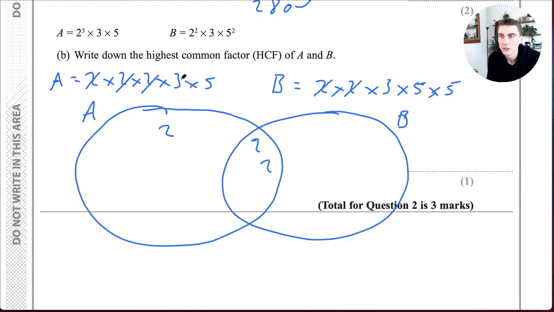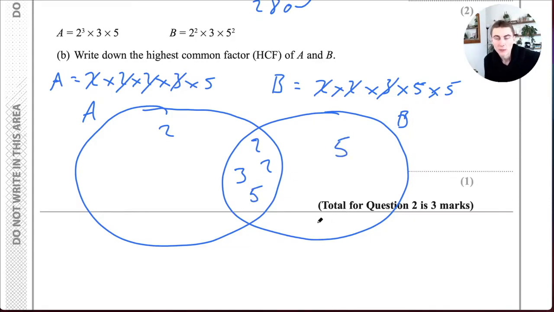And then for 3s, A has 1 3, B has 1 3, so we put 1 3 in the middle, cross those out. And then for 5s, A has 1 5, B has 2 5s, so that means 1 5 goes in the middle, because they both have 1 5 in common, and 1 goes in B.